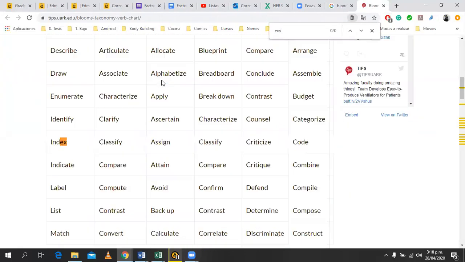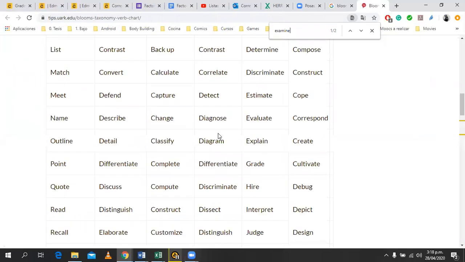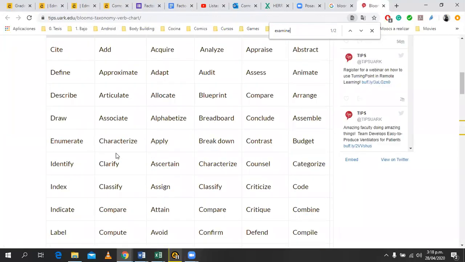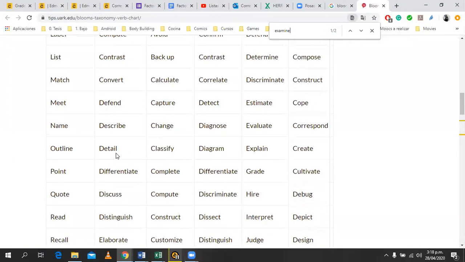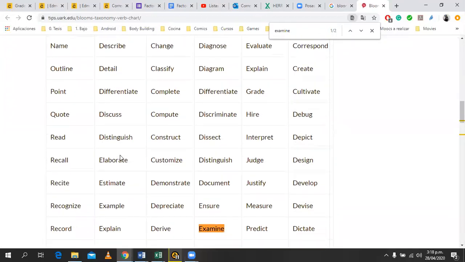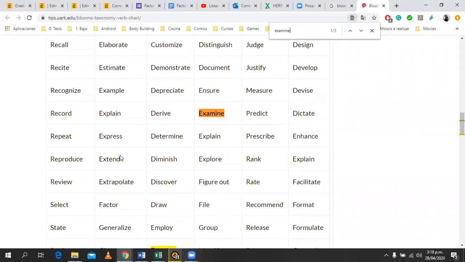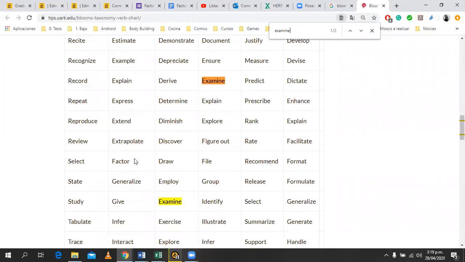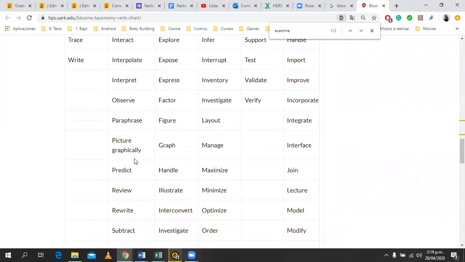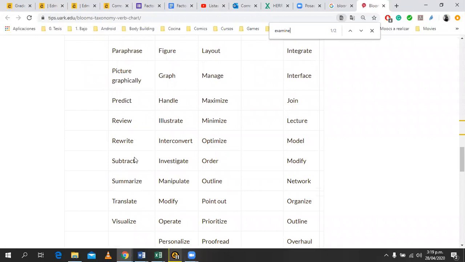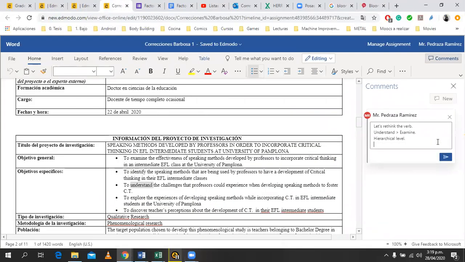Examine is going to be related to analyze. So I would say to classify, compare, compute, contrast, convert, define, describe, estimate, example, explain, extrapolate, generalize, give, infer, interact, paraphrase, predict, review. I would say maybe visualize or review in this case, right? In the specific objective. The general objective to examine the effectiveness sounds good, right? But here for the specific objective, to understand, no.